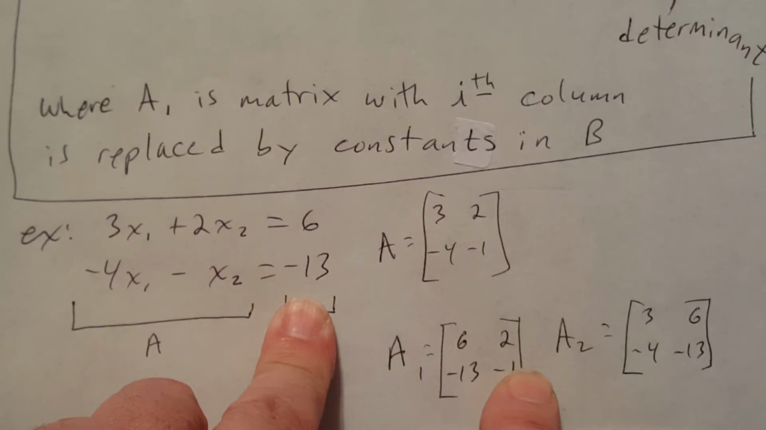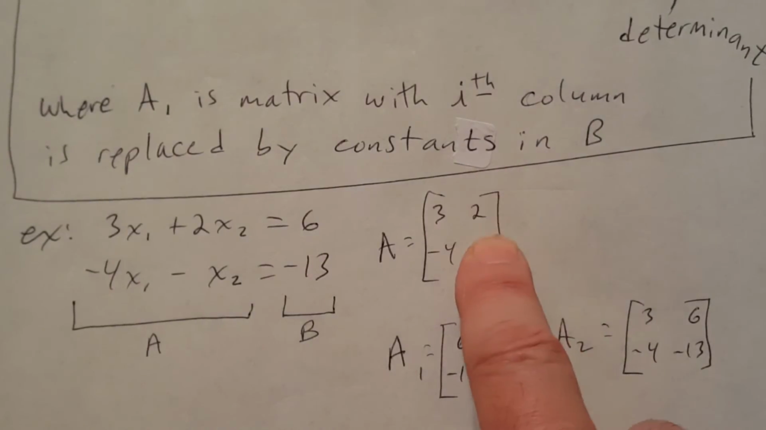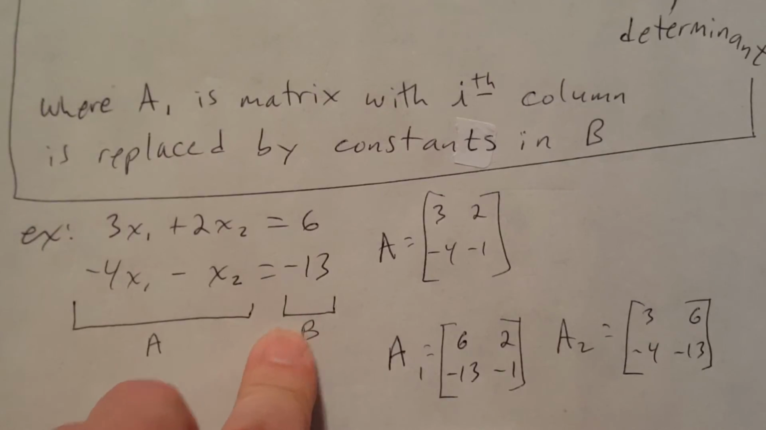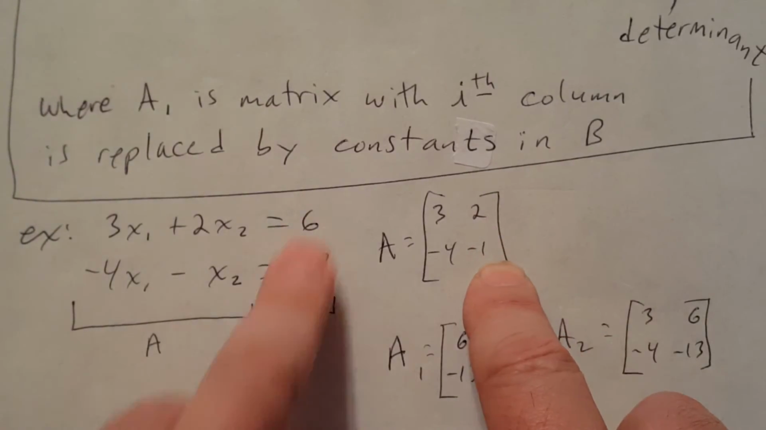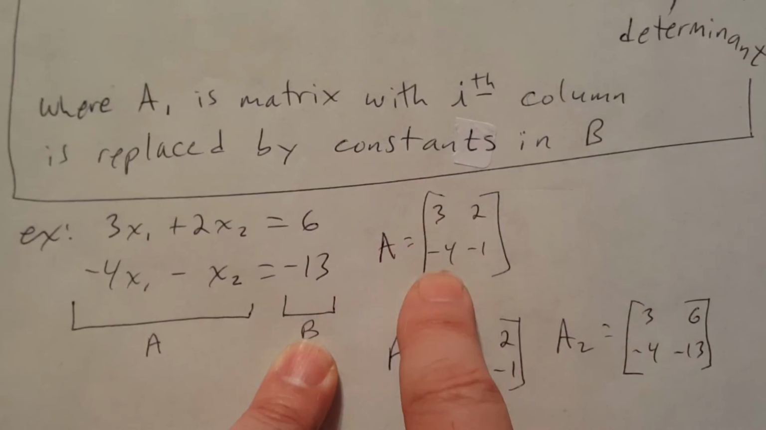What about the second column? Leave that alone. We only replace the first column. So that's A1. A2 is where we replace the second column with B. So instead of 2, -1, we're going to put B in there. There it is. The 6, -13 is in the second column, and leave the first column alone.